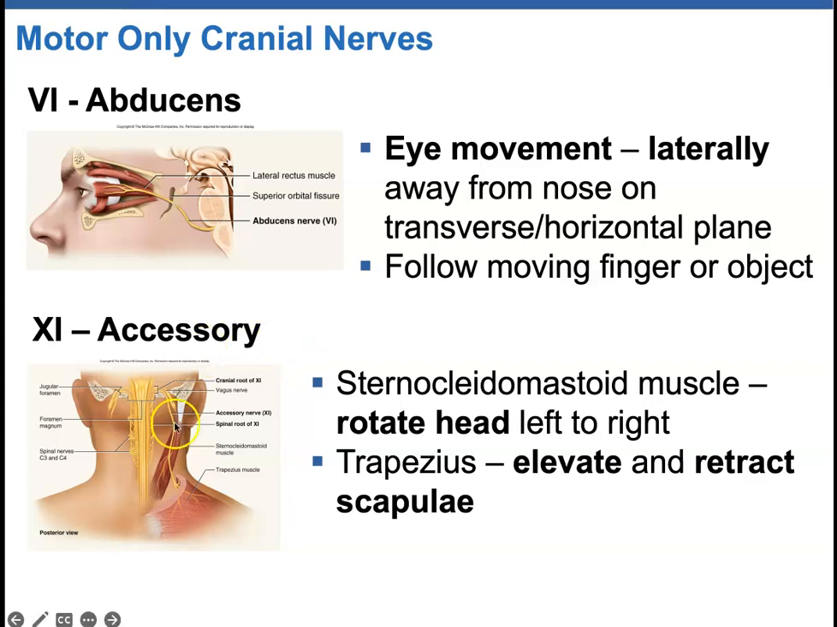Then the accessory nerve innervates the sternocleidomastoid muscle of the neck and the trapezius muscle in the upper portion of the back. So you have your patient rotate the head left and to the right, and then for the trapezius, just have the patient shrug their shoulders up and then down. So that's what the accessory cranial nerve number 11 does.